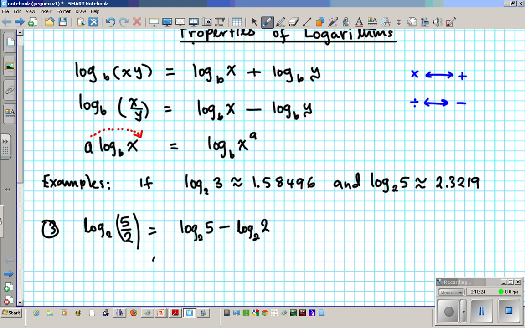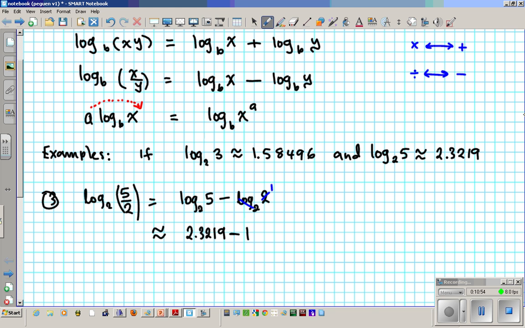We're going to substitute in the approximate values. Log base 2 of 5 is 2.3219 minus log base 2 of 2. We know that this is 2 to the 1, since the base and the base match, they cancel out, and that is just 1. When we subtract this, it's easy to do. We don't need a calculator. It's simply going to be approximately 1.3219. And that's your answer.